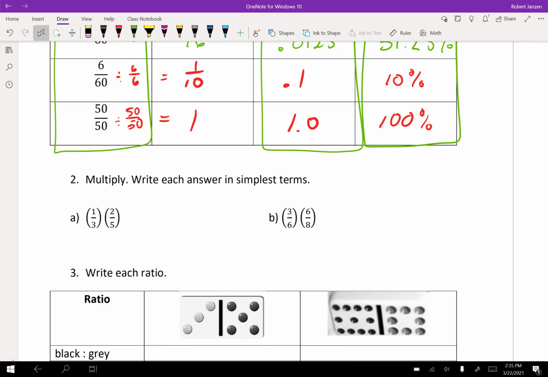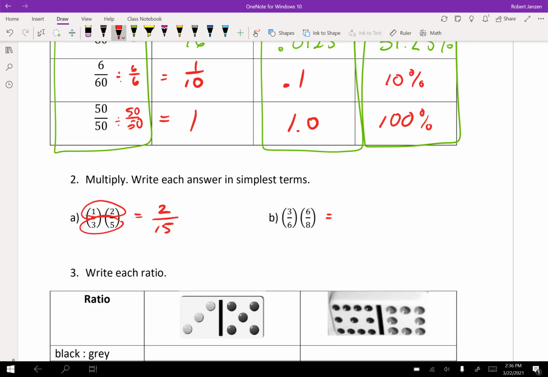Now, do you remember how to multiply fractions? Multiplying is actually easier than adding and subtracting them. We just have to multiply the tops, so 1 times 2 is 2, and the bottoms, 3 times 5 is 15. And then you would check really quickly, is that in simplest terms? Yes, 2 and 15, there's no number that goes into both of those.